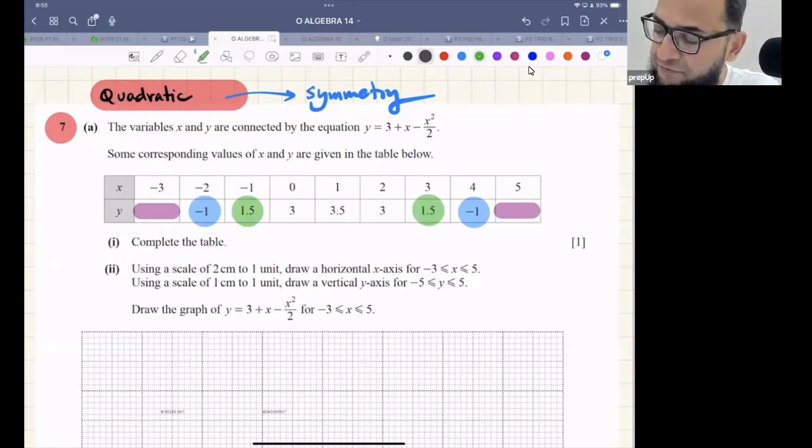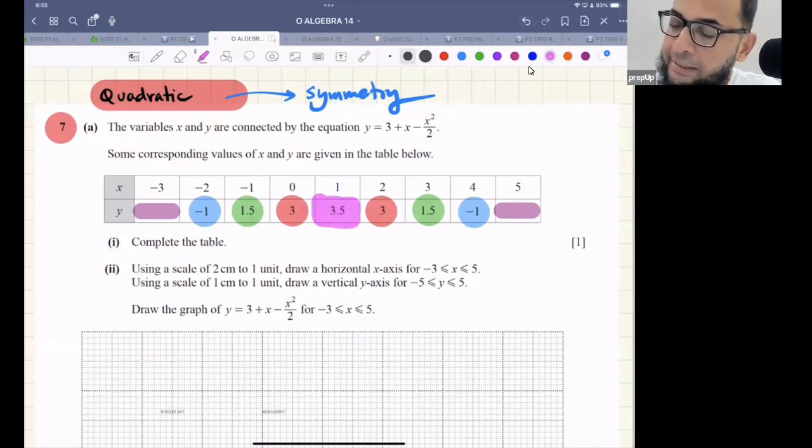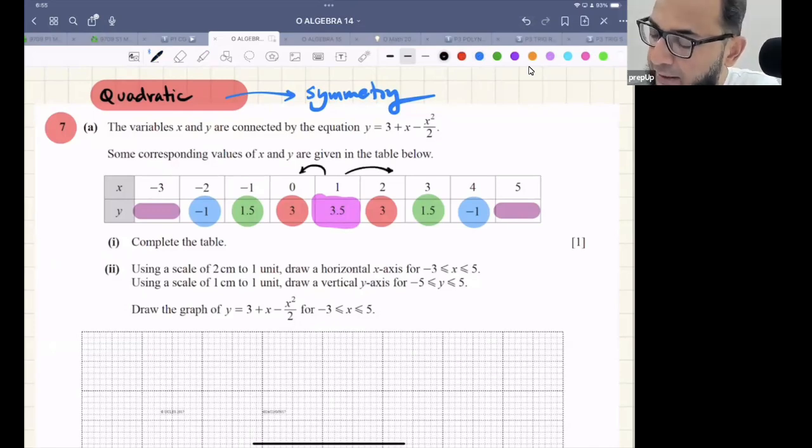and then we have the red one, 3 and 3 on both sides, and this one over here, that 3.5, that is like in the middle. So now compare this thing. This is 1 unit on this side, 1 unit on this side, and they are giving us the same values.